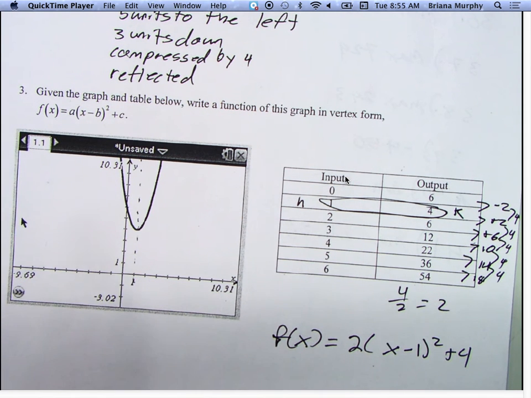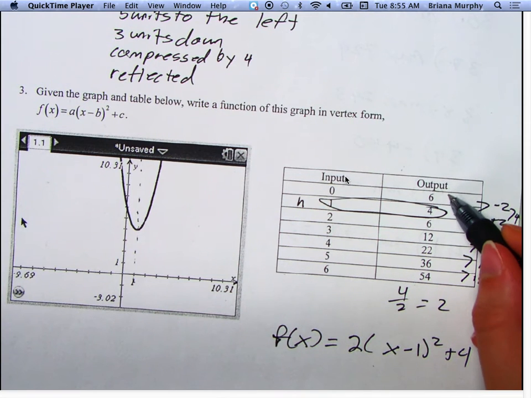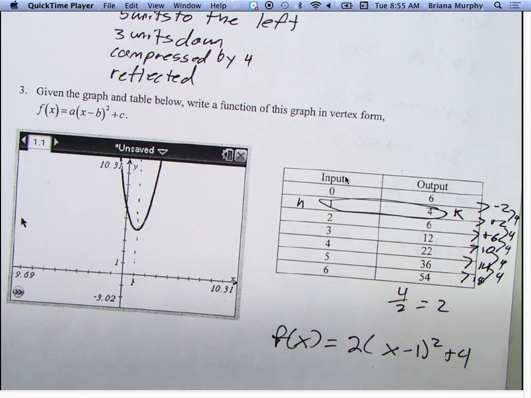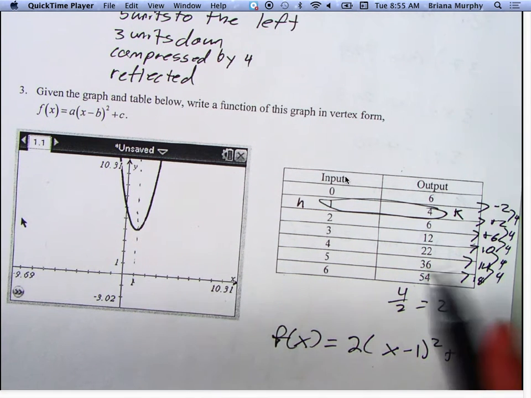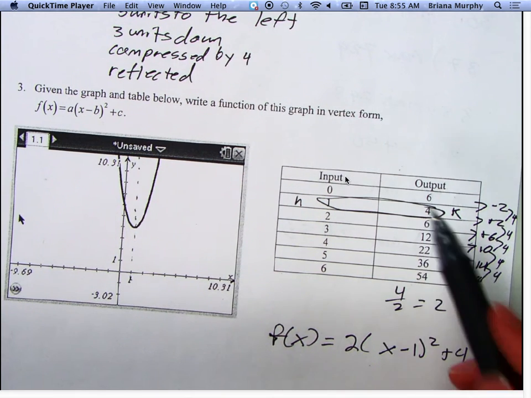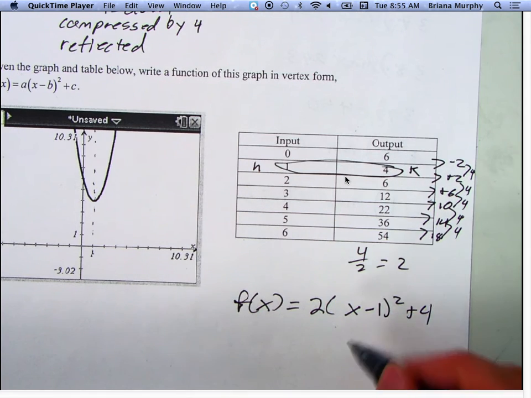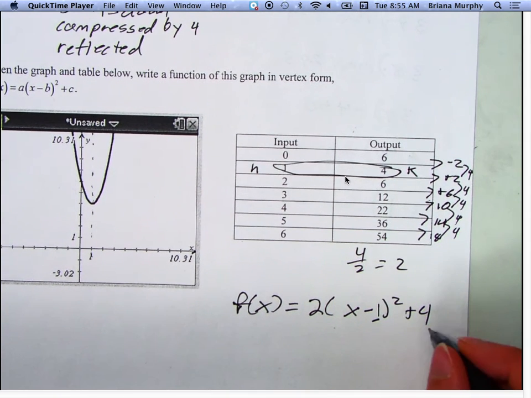If I fold it right in half at 1, it's the same on either side. So it has 6 and 6 on either side. I'm just looking for repeating. My vertex is 1, 4, so right away I can put in the 1 and the 4.